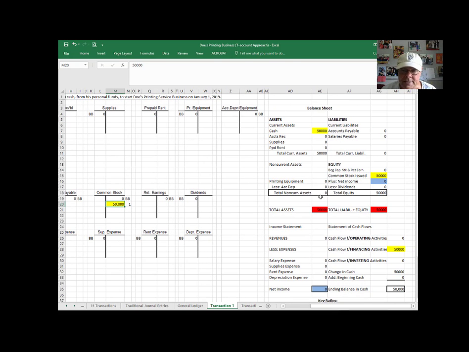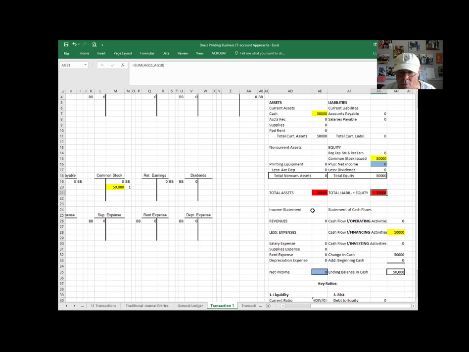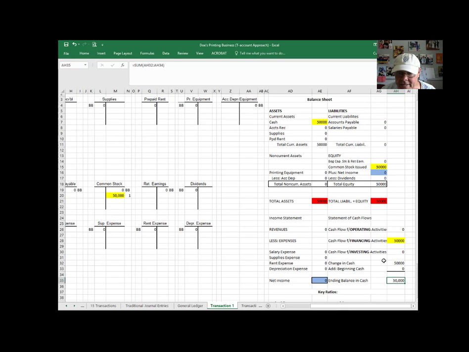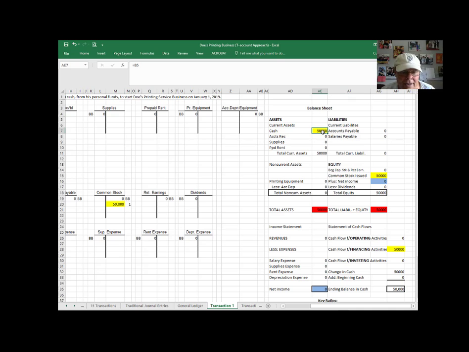The balance sheet goes up: cash 50 and equity up 50. Debits, or left, equals right. There's no effect on the income statement. And of course, on the statement of cash flows, cash goes up 50 grand from financing activities. Cash up 50, and that's your ending balance right there.